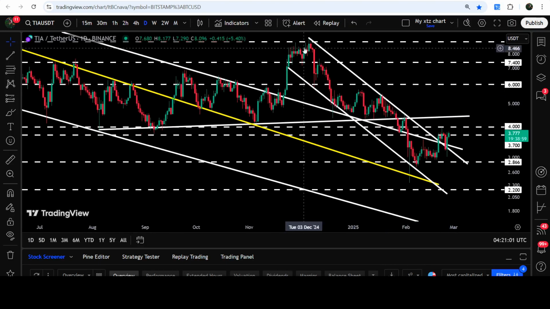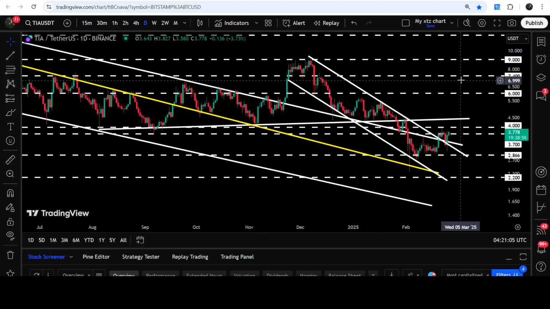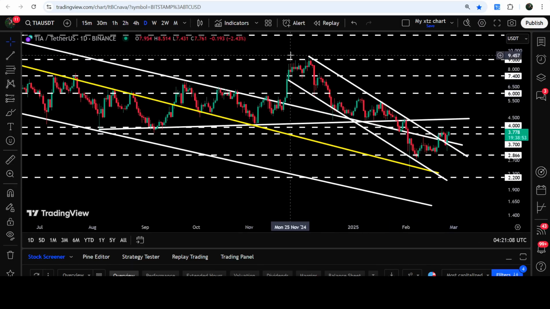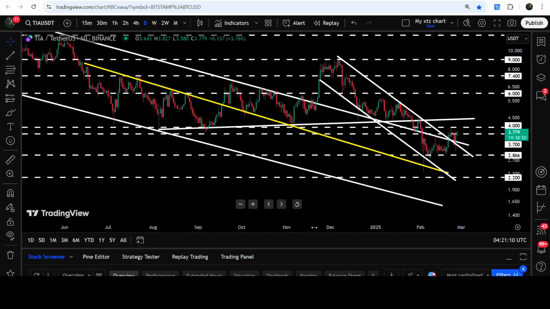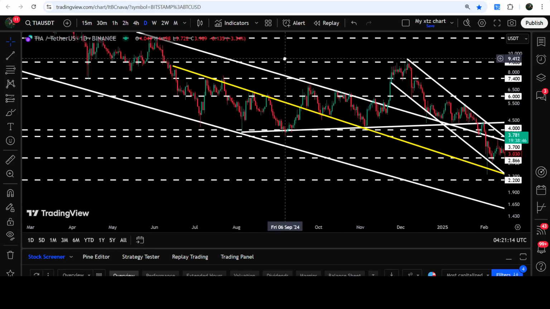By the way, the technical target for the breakout from this channel is here at the top of the channel, approximately at $9. And this $9 is already working as a very strong resistance. You can see that we got a few rejections here. And before that, this $9 was working as a support here and support here as well.